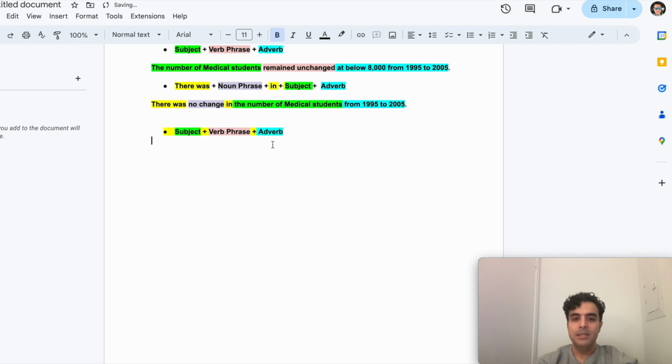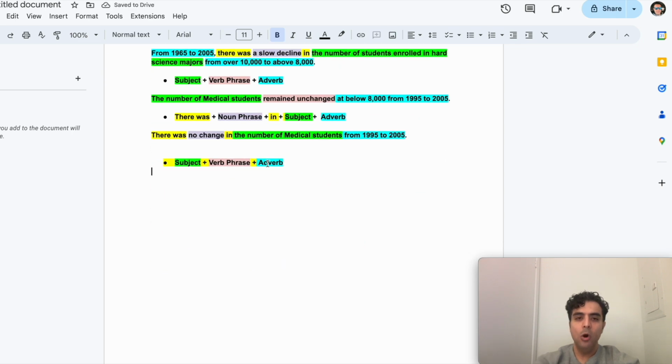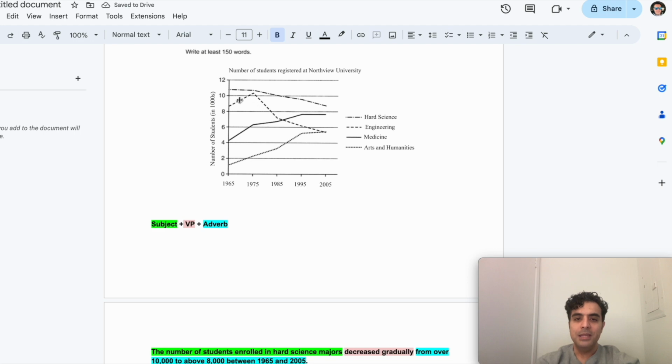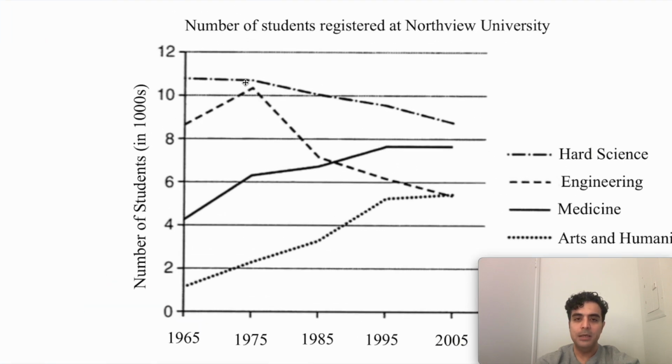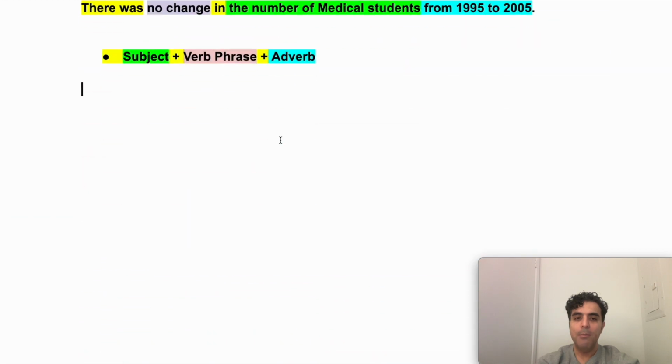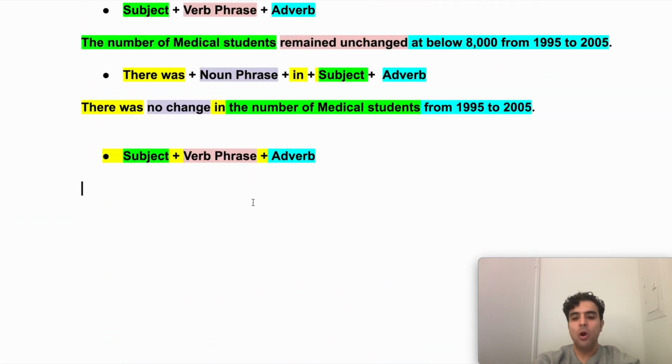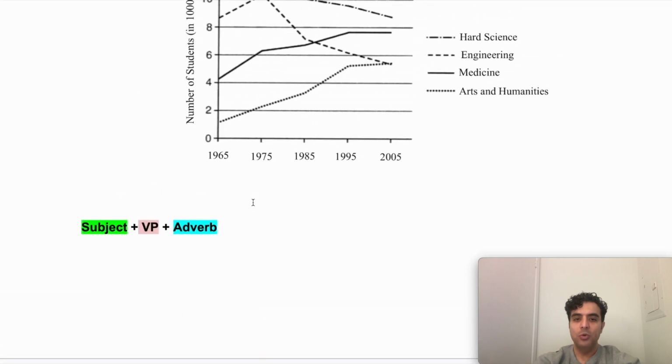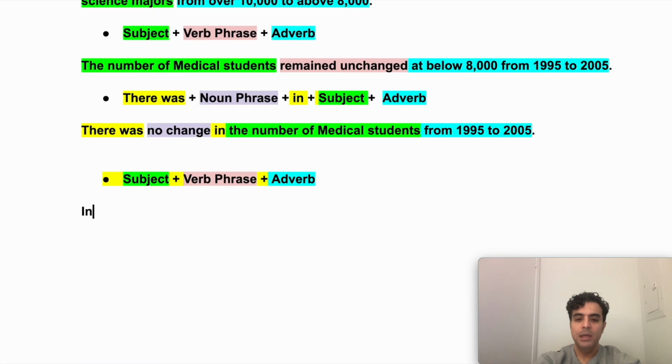So let's see. This is the structure. And note, I'm going to describe this part of the chart. So this is the peak that I'm describing. It is in engineering majors, and it happens in the year 1975, right? And it's over 10,000. Okay, let's see if we can remember all these details. So I'm going to start my sentence with the adverb. So the time, in 1975. In 1975. Okay, and don't forget the comma.